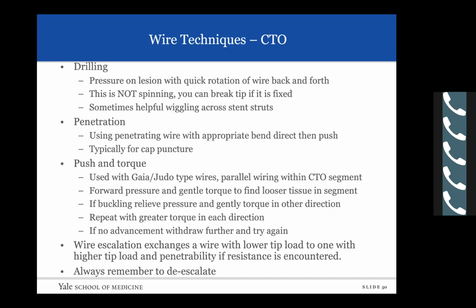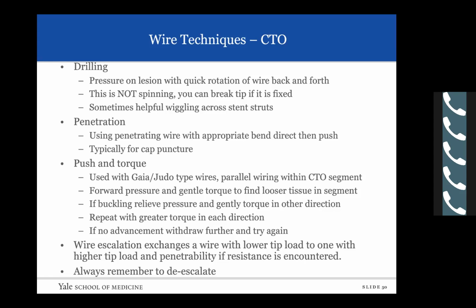Penetration is typically used with a high gram hydrophilic tip, very stiff, uncoated wire. The typical would be the Confianza CP12, Hornet 14, or the Astato. And this is a small bend directing you where you want to go, and it's just push. You direct it, you engage it, and push. And this is typically to get across the proximal or distal cap going retrograde.